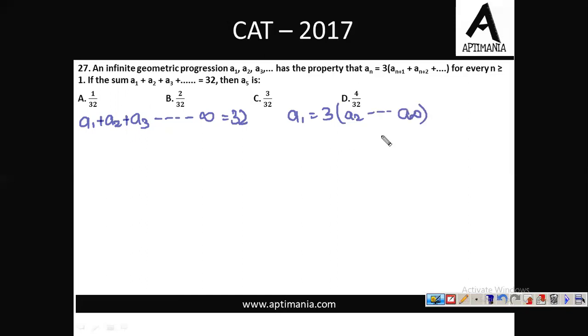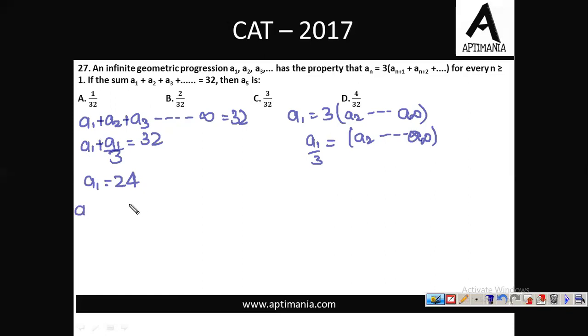This will give us a2 to a infinity equals a1 by 3. Putting the value, we'll have a1 plus a1 by 3 equal to 32. On solving, we'll have a1 equals 24. Now putting the value of a1 in the first equation, we'll have a2 plus a3 up to infinity equals 8, and also a2 plus all the coming terms will be a2 by 3 equals 8. On solving, we'll get a2 equal to 6.